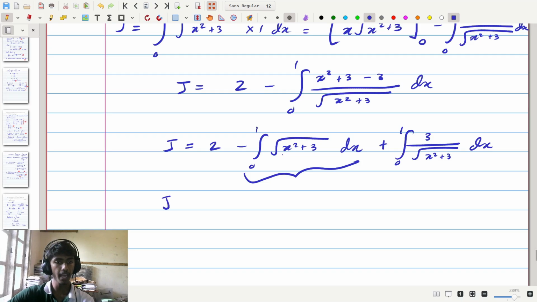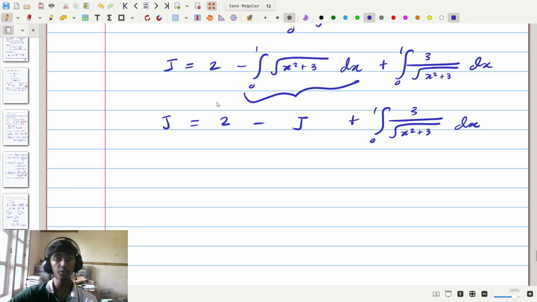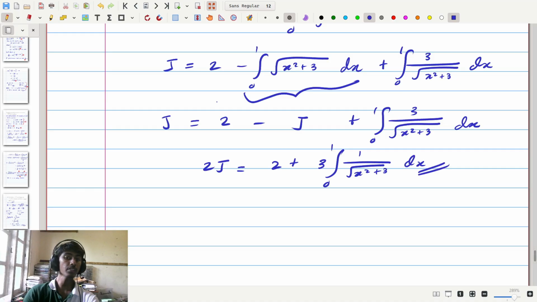So due to this, what I have here is j equals 2 minus j plus the integral from 0 up to 1 of 3 over the square root of x squared plus 3 dx. So considering that if I take the j to the other side, you can see we're going to get 2 times j being equal to 2 plus the integral, and what I'm going to do here is to take this 3 outside and write 3 times the integral from 0 up to 1 of 1 over the square root of x squared plus 3 dx. Now this in itself is one of the answers.